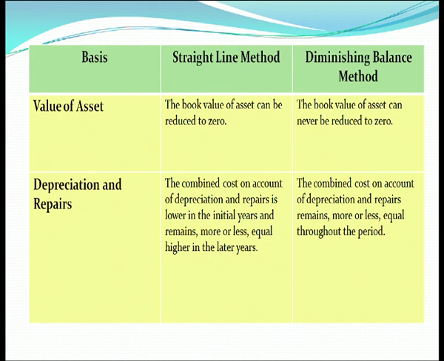The last basis of distinction between the two methods is in terms of depreciation and repairs. The combined cost on account of these two, that is depreciation and repairs, in the straight line method is lower in the initial years and remains more or less equal or higher in the later years. Whereas in case of diminishing balance method, the combined cost on account of depreciation and repairs remains more or less equal throughout the useful or the effective life of the asset. So these were the differences between the two methods that we have studied.